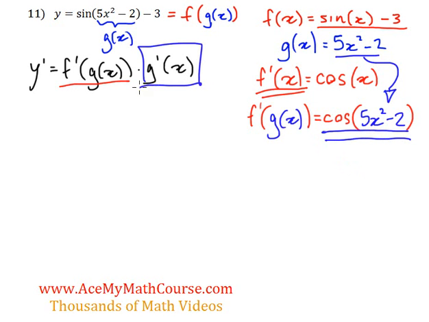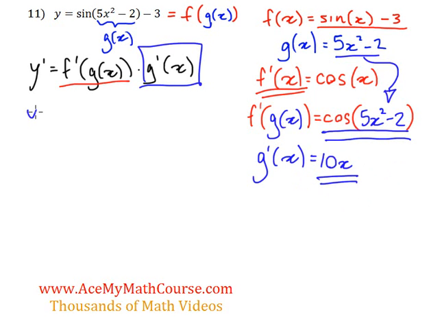Then I want to find g prime of x. G prime of x is just going to be the derivative of that. What is the derivative of 5x squared? Well, I can bring down the 2, multiply by the 5, we get 10x. I subtract 1 from 2. I don't need to write the 1 there, because it's just x to the 1. And the derivative of negative 2 is just 0. So g prime of x is just 10x.